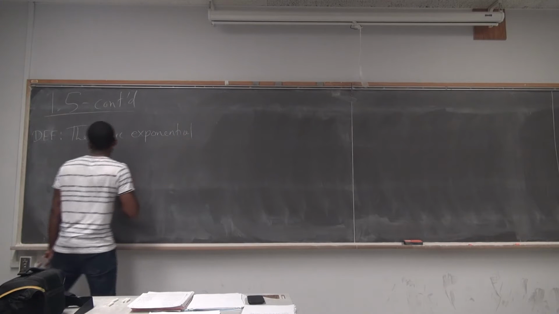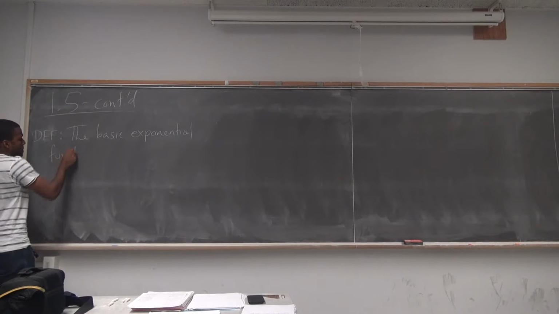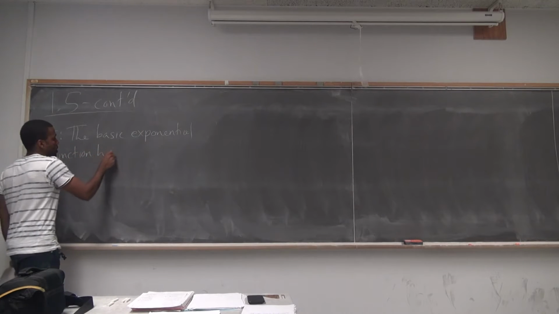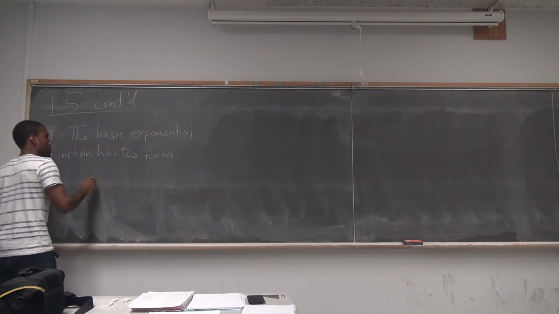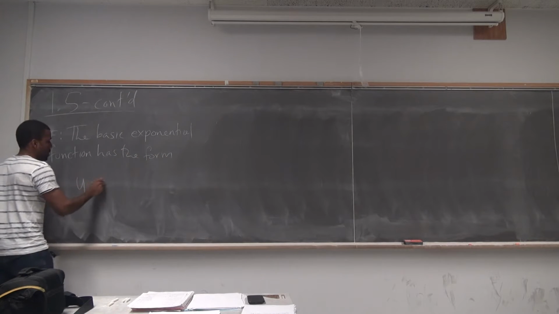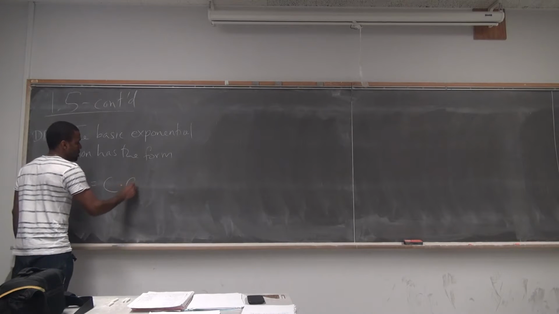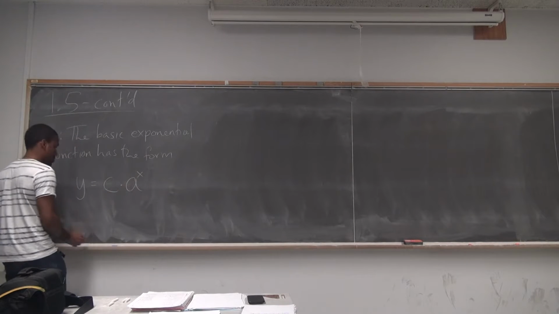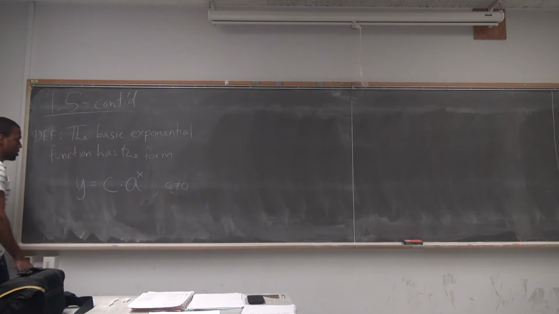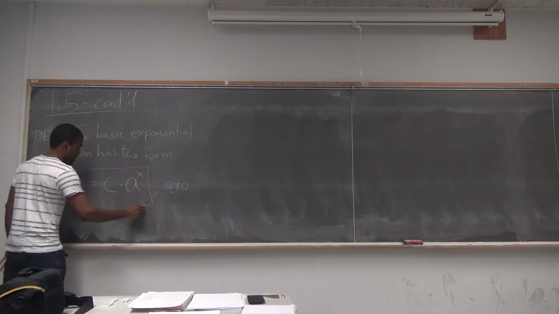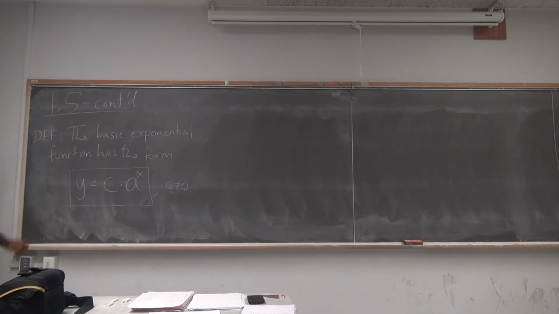Basic exponential function has the form y equals c times a to the x for c not 0. So that's the form that it looks like. But that's just the basic form.